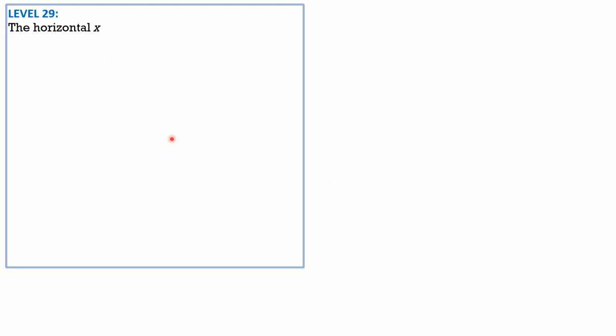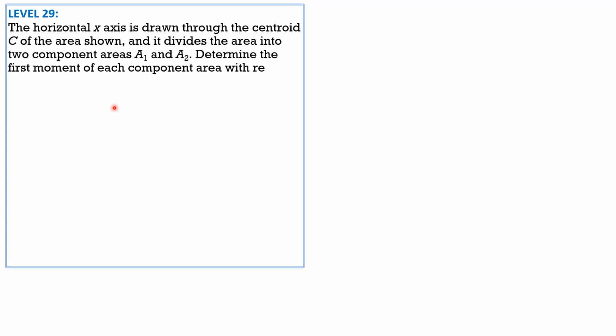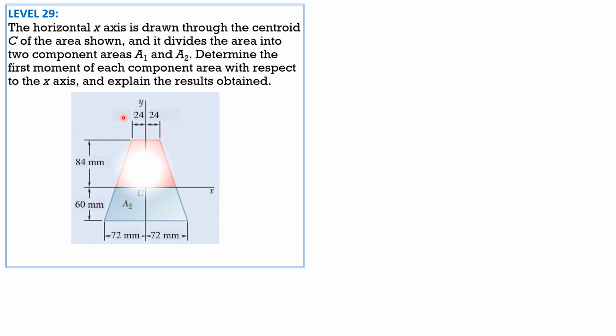Level 29. The horizontal x-axis is drawn through the centroid C of the area shown, and it divides the area into two component areas, Area 1 and Area 2. Determine the first moment of each component area with respect to the x-axis and explain the results obtained. So here is the given figure. For the solution, let's call this B, B.